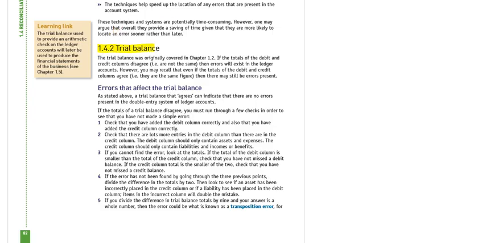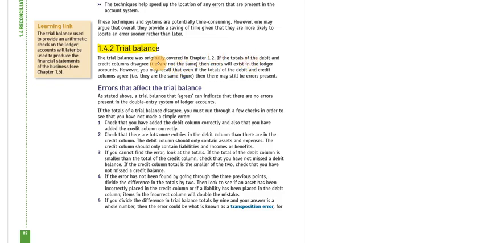Reconciliation related to trial balances. The trial balance was originally covered in chapter 1.2. That was the basic trial balance, where we just learned how to make a trial balance. But in this chapter 1.4, here is the advanced version of trial balances, where we will read about the errors that exist in the trial balance.